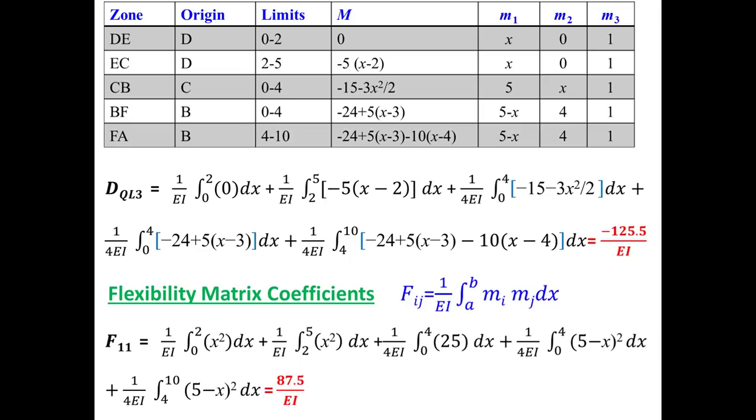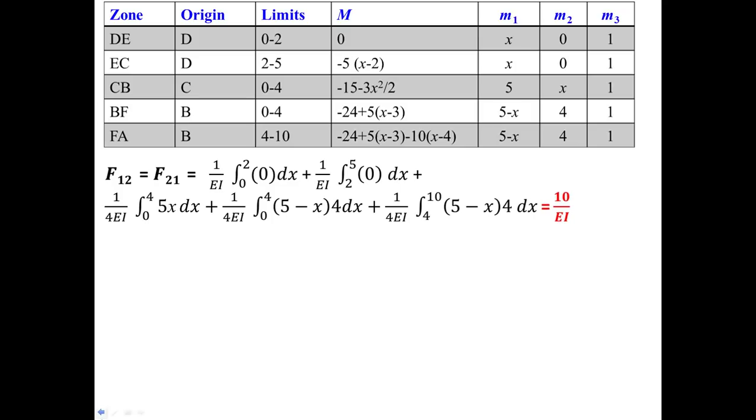Okay. So F11 is equal to M1 into M1. We know that. M1 into M1. So first zone it is x square, x into x, x square. This is first zone. Second zone again it is x into x, x square. Third zone it is 5 into 5, 25. Fourth zone it is 5 minus x into 5 minus x, 5 minus x square. Similarly fifth zone it is 5 minus x into 5 minus x, 5 minus x square. All 5 zones are there. If you perform this 5 integration, answer of F11 is 87.5. Okay.